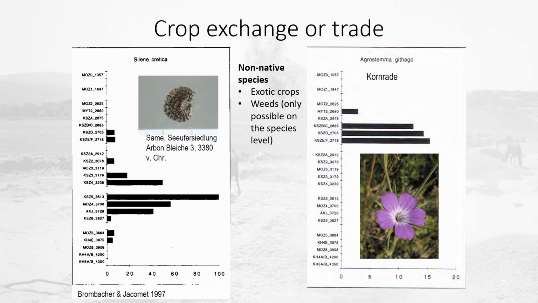Similarly, the appearance of the weed species Silene cretica, together with flax in Central European Neolithic sites, indicates that it must have been introduced with the Neolithic crop dispersal from the Near East.